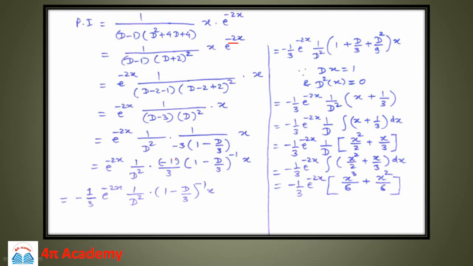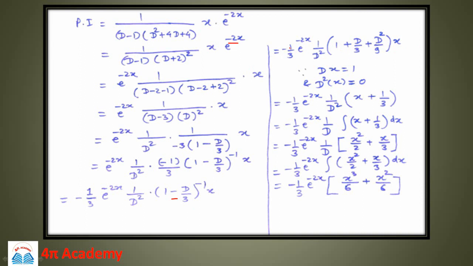So this will be minus 1 by 3. I take this minus 1 by 3 outside because this 1 by D square is our double integration, but this is constant, so I can take it outside the double integration. So I write minus 1 by 3 into e raised to power minus 2x into 1 upon D square into (1 minus D by 3) raised to minus 1 x. So now I can expand this. Since the sign here is minus, that is 1 minus z, so it is 1 plus z plus z square and so on, so all the signs are plus.